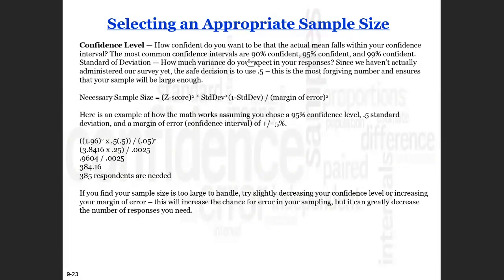So, how confident do you want to be that the actual mean falls within your confidence interval? As said previously, you usually use 90% for an exploratory study. It's the first time you're doing a study, so you want to see what the initial results are. You don't base decisions on 90%. You base whether you're going to go ahead or not with whatever you're measuring on higher levels.